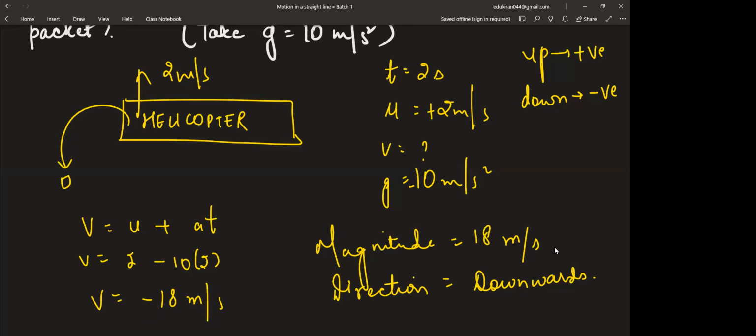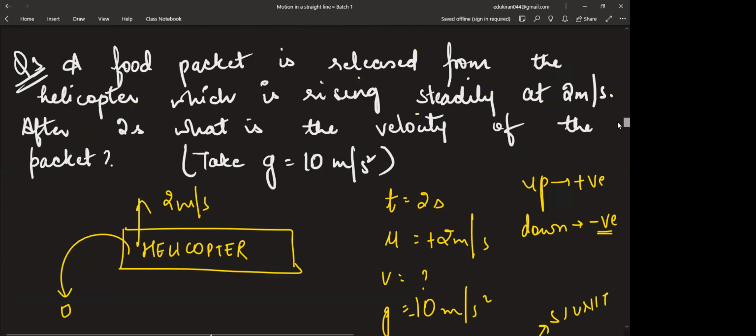So magnitude is 18 meter per second, which is the SI unit, and direction is downwards. Why? Because we have taken downwards as negative. And if our answer comes out negative, it means the final answer is downwards. Write down this question. Then one last question from this topic, motion under gravity. That will give us lots of practice. And the last question will be a little tough, so that will give us a variety of questions.